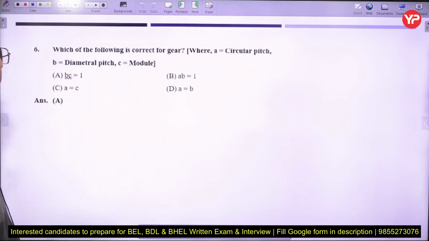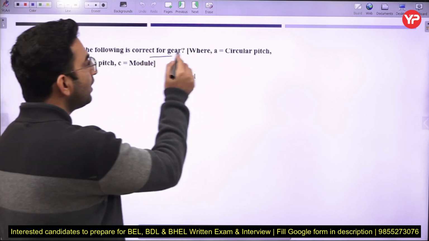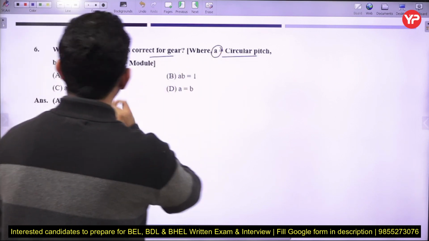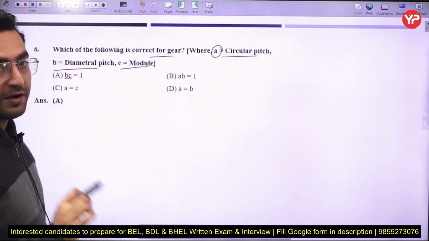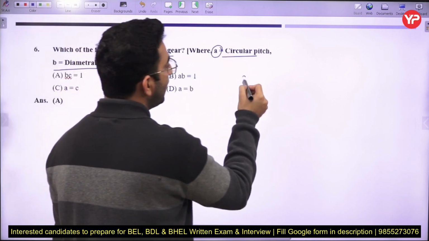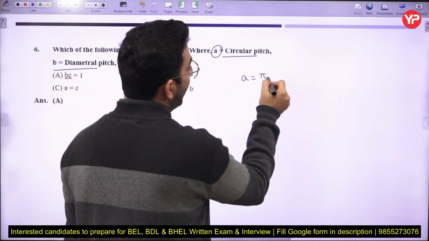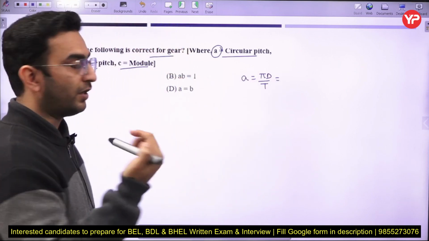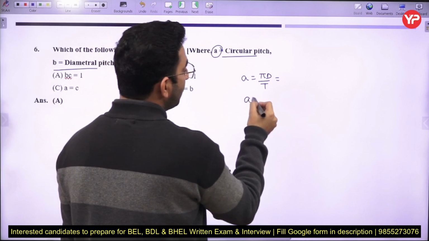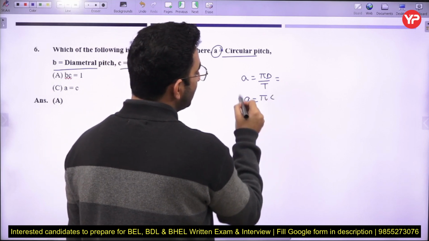The next part is, which of the following is correct for the gear? Here A is representing the circular pitch, C is representing the module, and B is representing the diametrical pitch. So A is nothing but pi d upon t, and d by t is called the module. So we can say A is equal to pi into C.